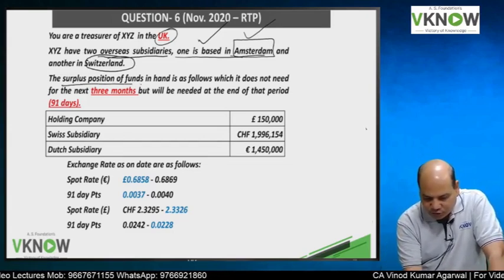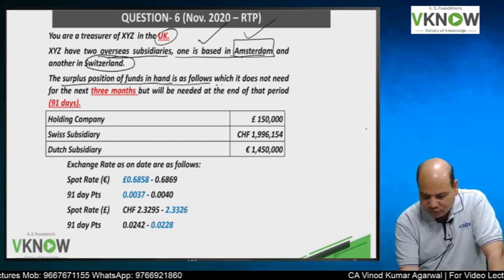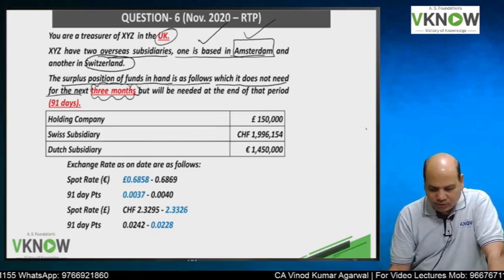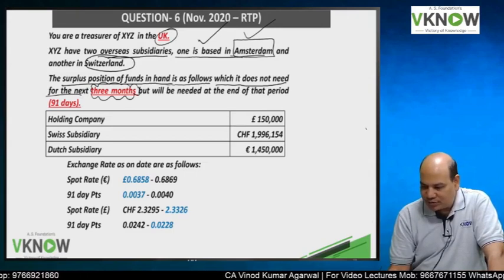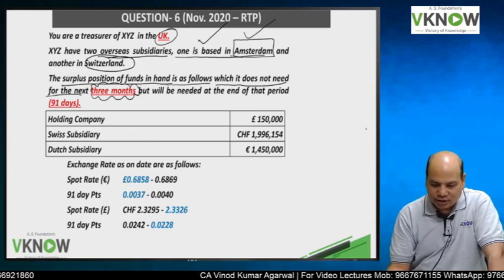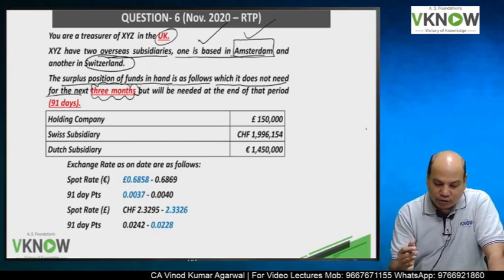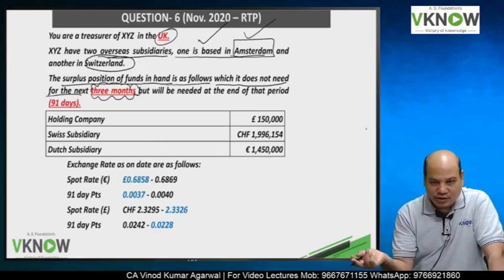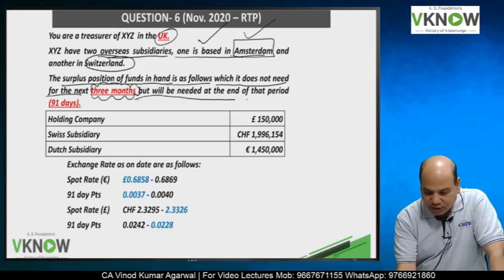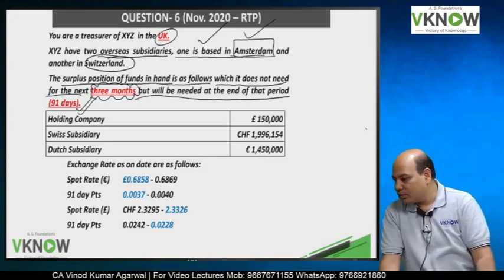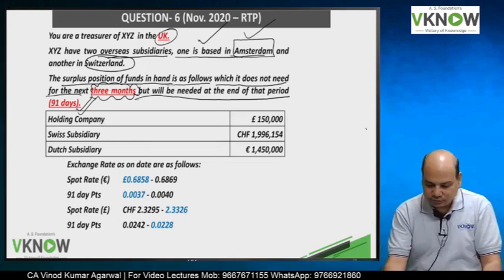The surplus position of the funds in hand is as follows, which it does not need for the next 3 months. Understood? So they have surplus funds which they don't require for the next 3 months. So that can be invested. Either you can invest in the respective country or you can bring all the money to the head office in UK and the head office can invest. But it will be needed at the end of that period. So for calculation purpose, take 91 days.